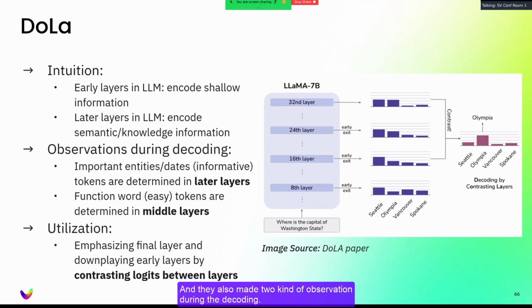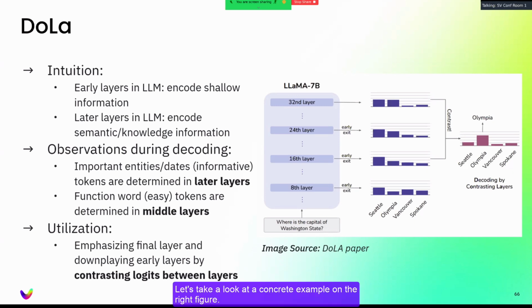They also made two kinds of observations during decoding. They find that important entity tokens are determined in the later layers of an LLM, while the easy tokens, like "the", "or", "and", and other function words or connection words, are actually determined earlier, in the middle layers. What this observation tells us is that the later layers' output is more important than the early layers. And how do we utilize this observation? That's the thing we're concerned about, right? What they proposed is to emphasize the final layer output while downplaying early layers.